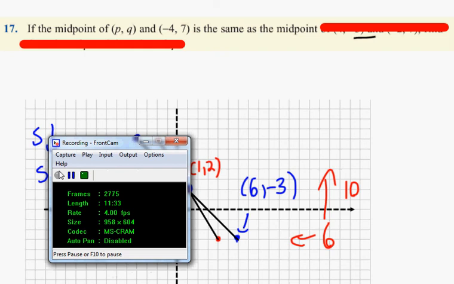Okay, guys. So that was 15, 16, 17, was it? What exercise? Oh, wait.